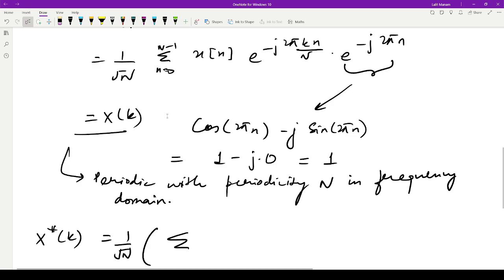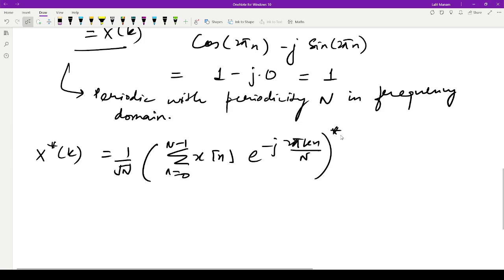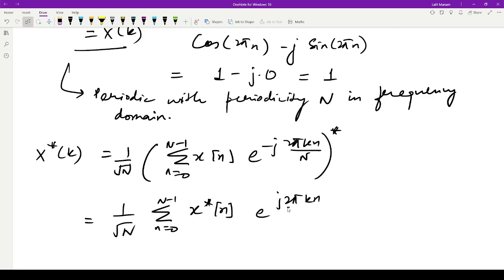1 by root n, summation of n equals 0 to n minus 1, x and e to the power minus j twice pi k n upon n. Okay, and we have to take a conjugate of this. The conjugate of the whole is the conjugate of the individuals, right? Is this step fine with everyone? Yes. So we just took conjugation inside the summation and then each individual term is just conjugated.